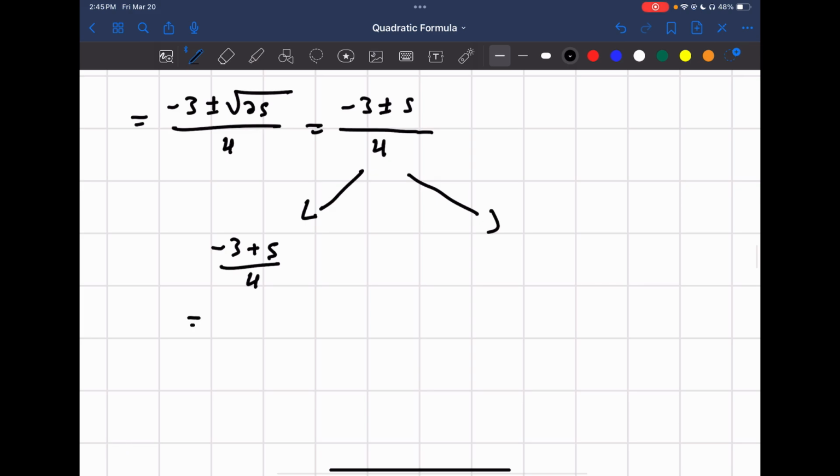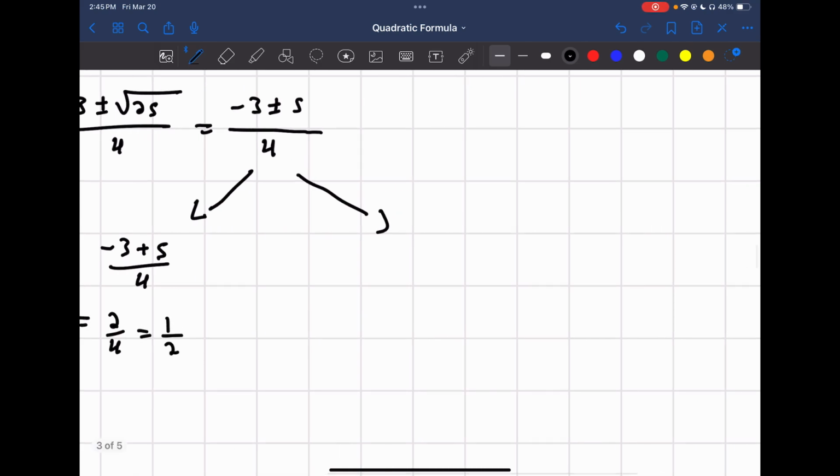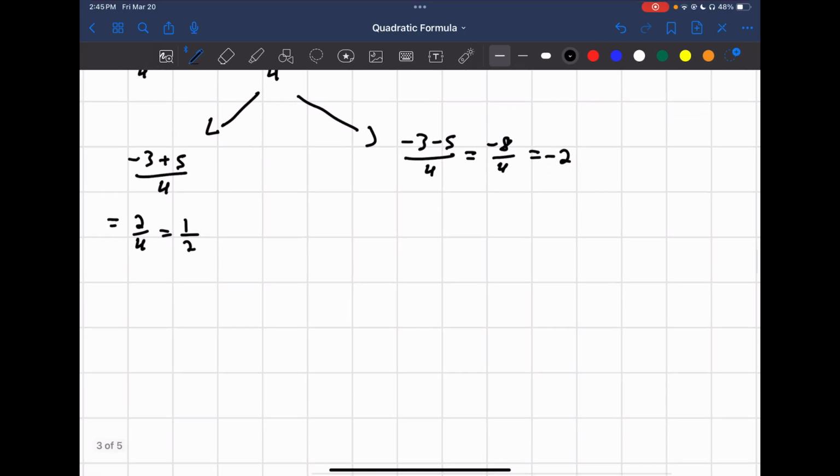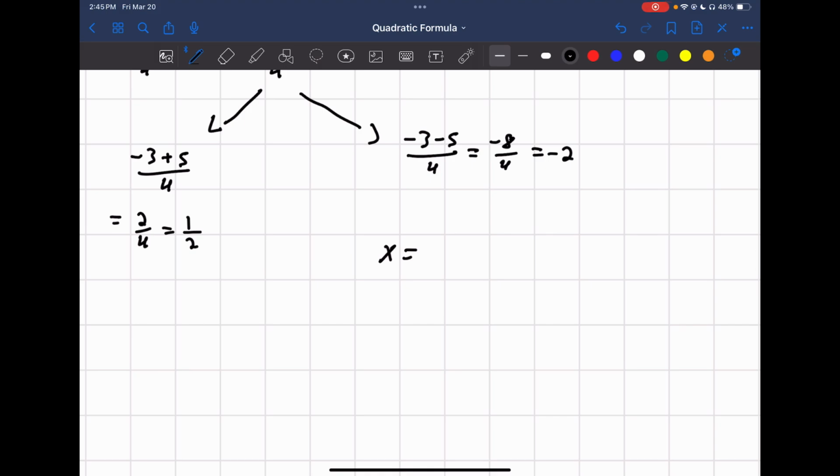This is equal to plus 2 over 4, which is equal to 1/2. The other answer is minus 3 minus 5 over 4, which is equal to minus 8 over 4, which is equal to minus 2. So x in this case will be equal to negative 2 or 1 over 2. And here is our final answer.